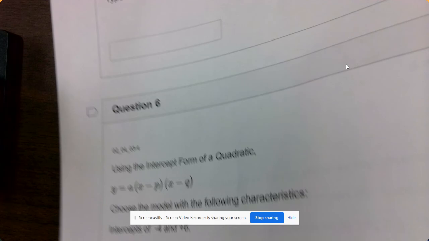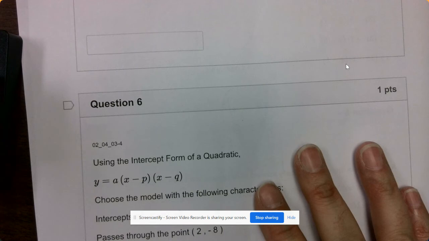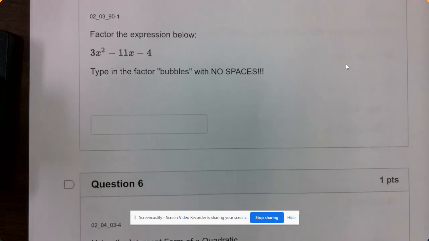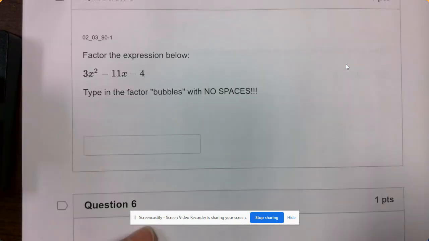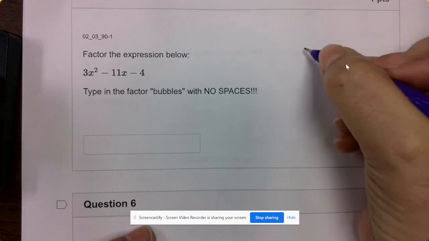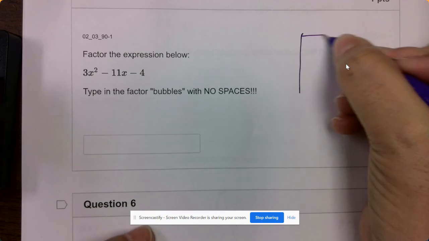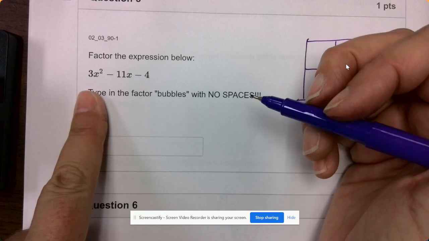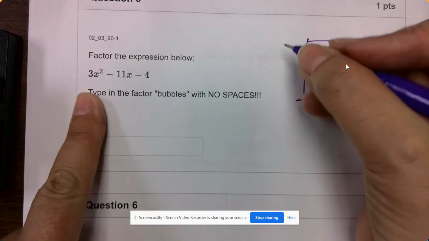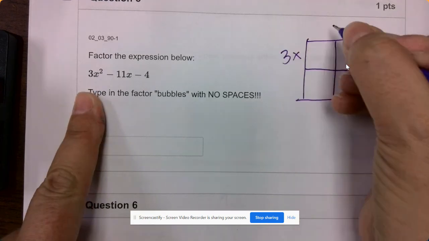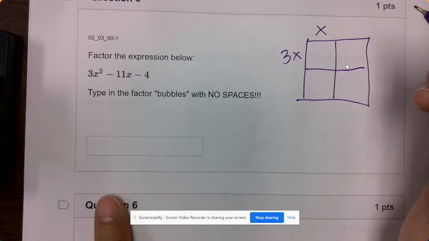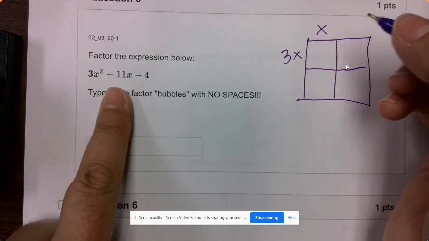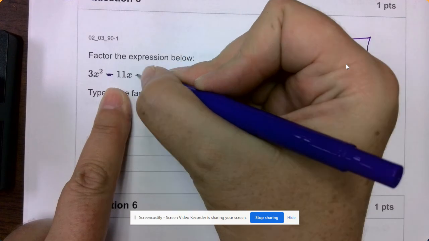Okay, so this one, it says factor the expression below. Type the factor bubbles, no spaces. So everybody, that just means the parentheses. Remember, you can also do the box if you like factoring like that. It's totally up to you. Okay, so we have 3x. I like 3 because 3 is prime. Okay, so 3. We're going to have a 3x and an x. It's 3 times 1 is 3. Okay, and we have to figure out this is negative and this is negative.